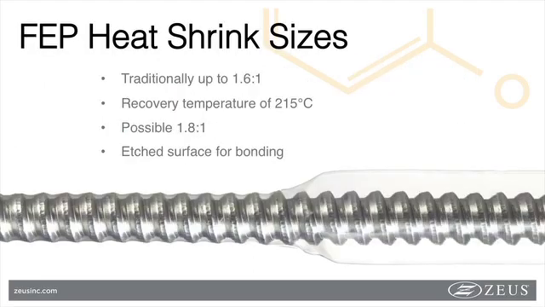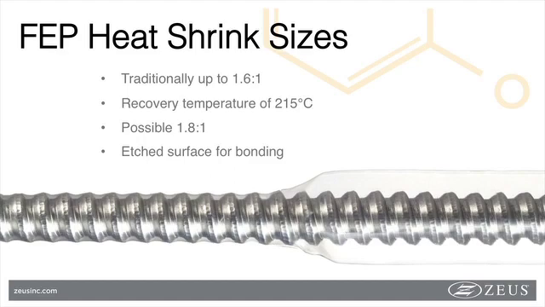Now on to FEP heat shrink. Traditionally, FEP heat shrink has been limited to a 1.6 to 1 recovery ratio on the highest end of the expansion. But the envelope can be pushed, and with the right sizing considerations, FEP heat shrink can be expanded to as high as 1.8 to 1. One of the major differences between PTFE and FEP heat shrinks, however, is their recovery temperature. PTFE recovers around 343 Celsius, and we suggest 215 Celsius for a successful FEP recovery.